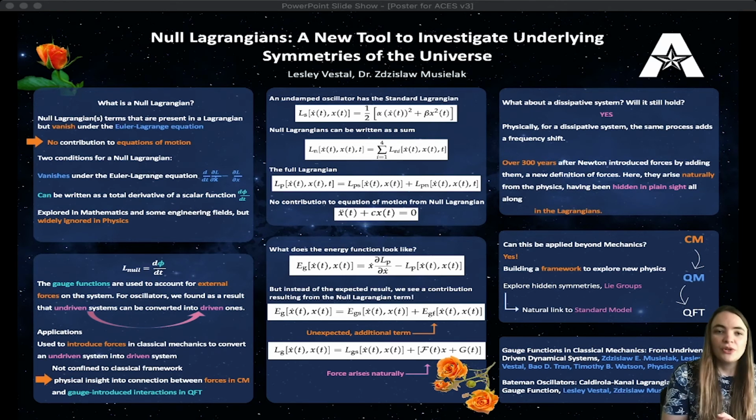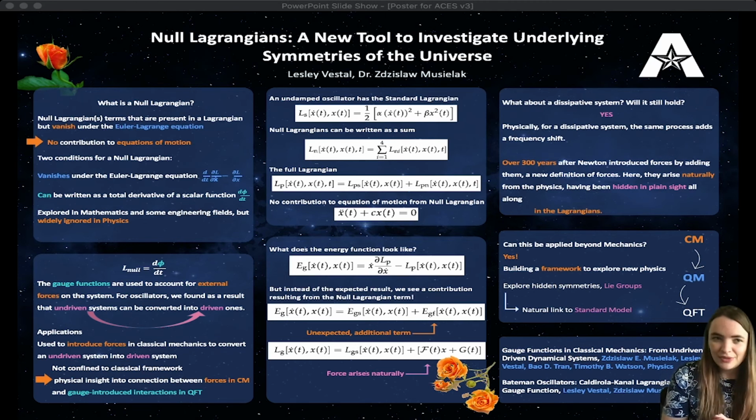So what I do is I add this thing called a Null Lagrangian. So Null Lagrangians have been very widely explored in the field of mathematics, and they're used for different applications in engineering. But in physics, we have very much ignored them, which I think is absolutely to our detriment. So I add this Null Lagrangian to the end of just a typical Lagrangian, and then I feed it through the Euler-Lagrange equation, and it's going to spit out the exact same thing. So it seems like the Null Lagrangian didn't even matter. It didn't change what we got out of the equation. That's why we call it null, because it just drops out.